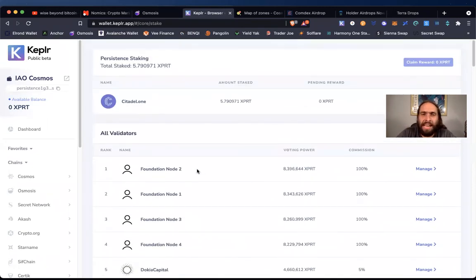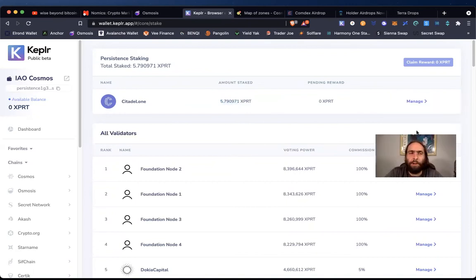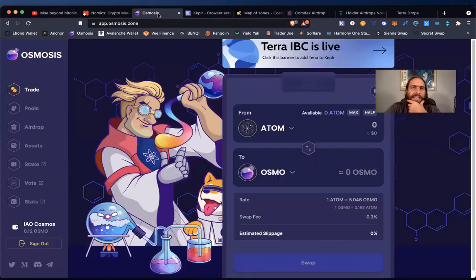Do you realize how incredible that is? If you're new to DeFi, you might not. If you're not new to DeFi, you'll be like, oh my gosh, that's amazing. Look, that's incredible to be able to stake that full amount, and the gas fees were covered because the gas fees are so cheap. And there we go. So Persistence is now staking XPRT. That was fun.